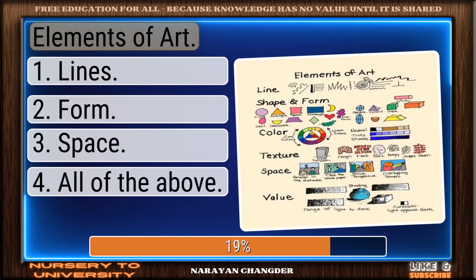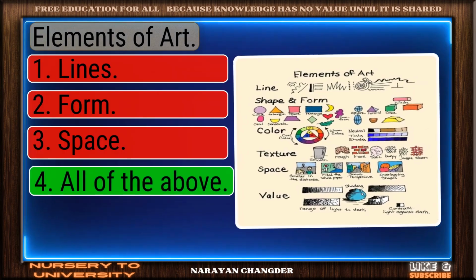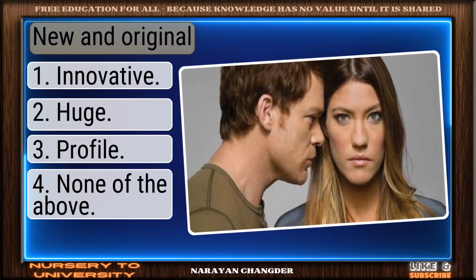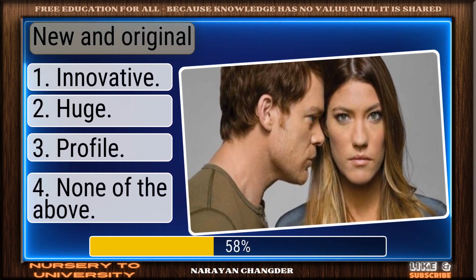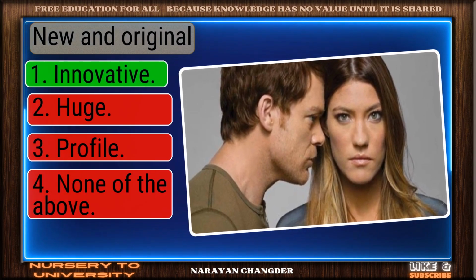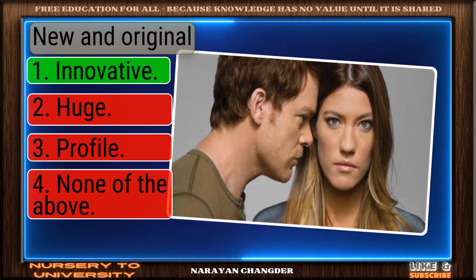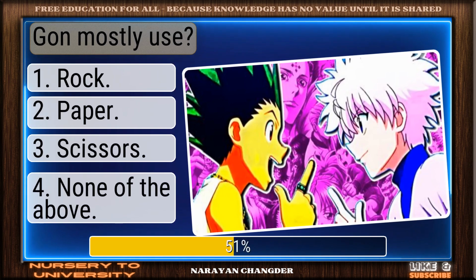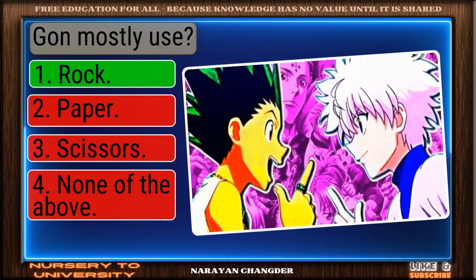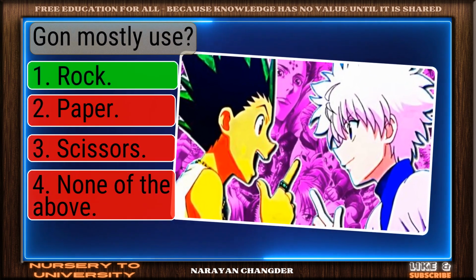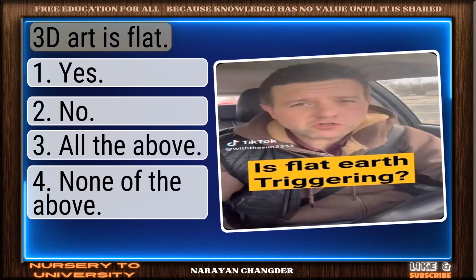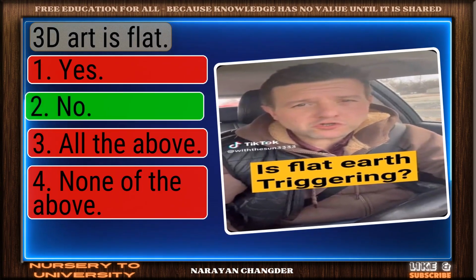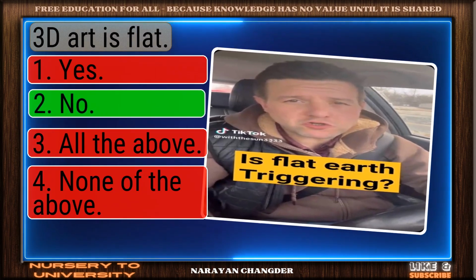Elements of art. Sharp thinking. All of the above is the right choice. New and original. You got it. Your choice, innovative, is right. Gone mostly use. Good thinking. Rock is the right answer. 3D art is flat. Smart move. No is an accurate answer.